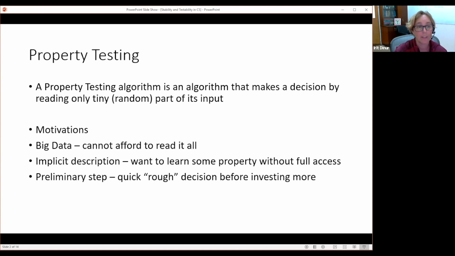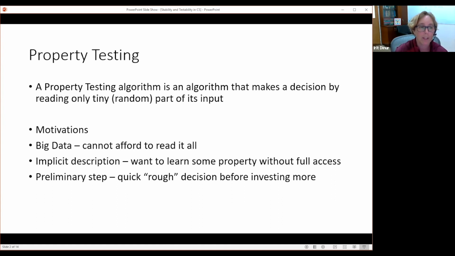Another reason for wanting to run a property testing algorithm is as a preliminary step. Suppose you are able to read the entire input and do this heavy computation, but it's expensive. So maybe you first want to run a much faster rough algorithm, a property testing algorithm that will only look at a little part and make some approximate decision. And if the test gives you the green light, then you will devote a much more heavy computation and read the entire input.